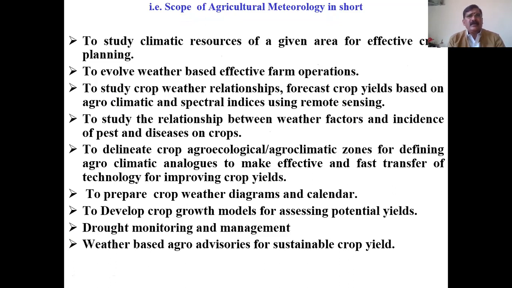In short, you can say: to study the climatic resources of a given area for effective crop planning, to evolve weather-based effective farm operations, to study the crop-weather relationship, to forecast crop yield based on agroclimatic and spectral indices using remote sensing, to study the relationship between weather factors and incidence of pests and diseases on crops, to delineate agroecological and agroclimatic zones for defining agroclimatic analogues to make effective and fast transfer of technology for improving crop yields. The delineation of crop micro-agroclimatic zones is also possible.